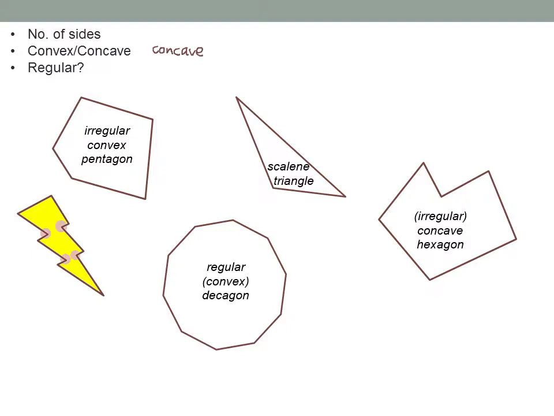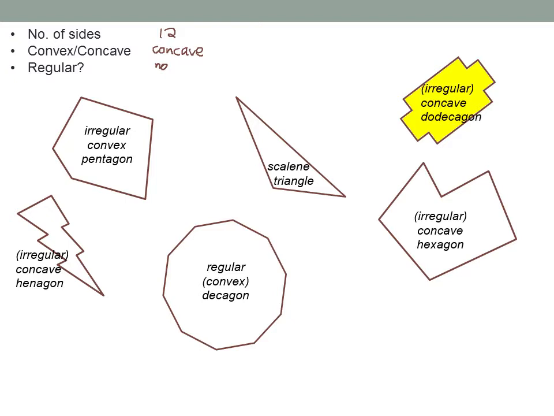Here's another concave shape. See how some of the vertices point inwards? See the internal reflex angles? How many sides does it have? 11. It's an irregular concave henagon. Don't worry, I didn't actually tell you what an 11-sided polygon was called. This shape is also concave and irregular. Can you see the internal reflex angles? How many sides does it have? 12. It's an irregular, concave dodecagon.